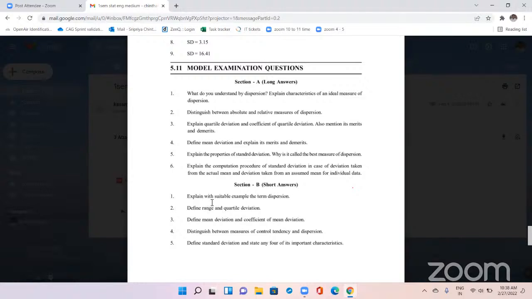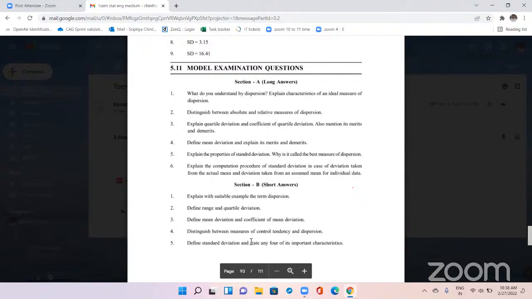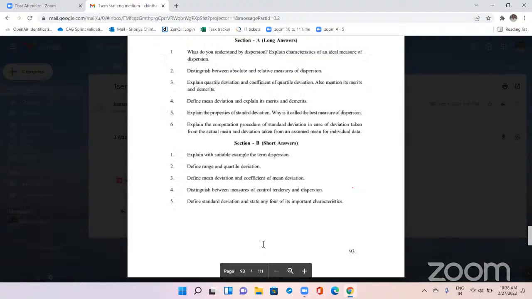Now, short answers. Explain with suitable examples the term dispersion. Define range and quartile deviation. Define mean deviation and coefficient of mean deviation. Distinguish between measures of central tendency and dispersion. Define standard deviation and state any four of its important characteristics.